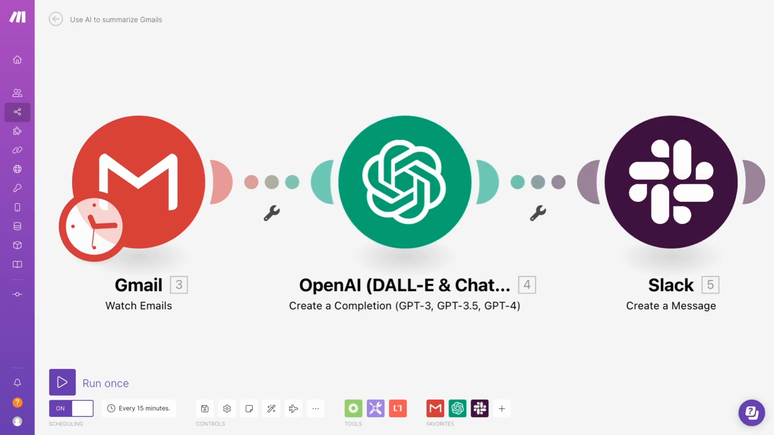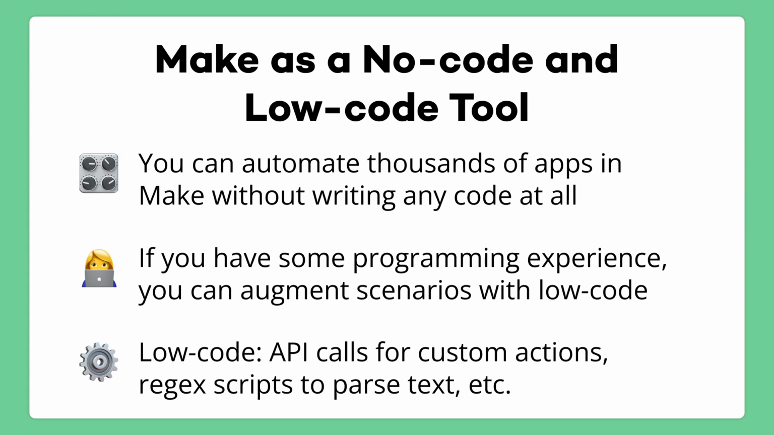Everything is built with a drag and drop visual interface. However, compared to competitors like Zapier, Make is also great at supporting low-code automations. A low-code automation augments a no-code workflow with very small amounts of code, like an API call to perform an action that isn't natively supported in Make, or a regex script for precise text parsing and replacement.